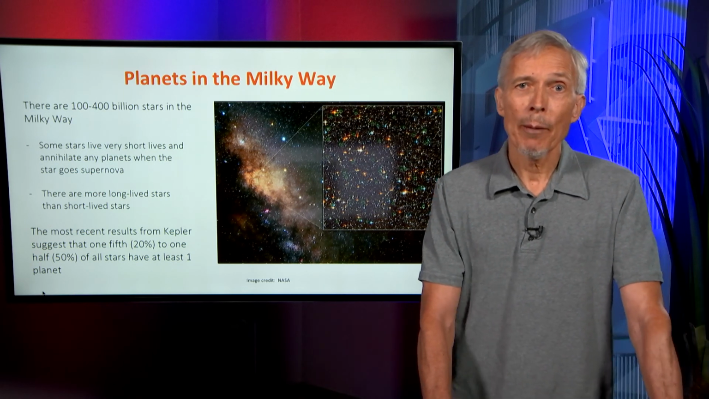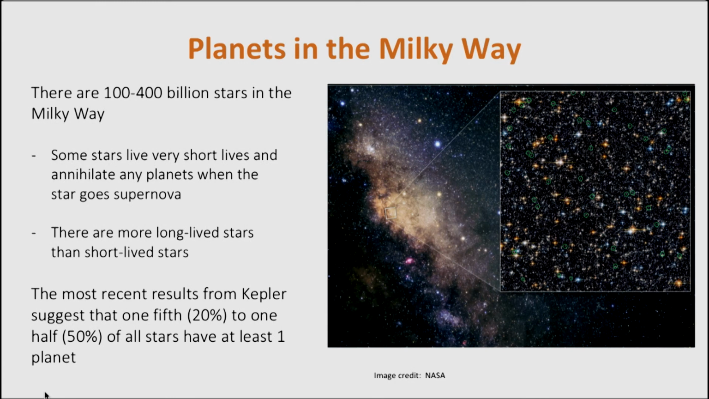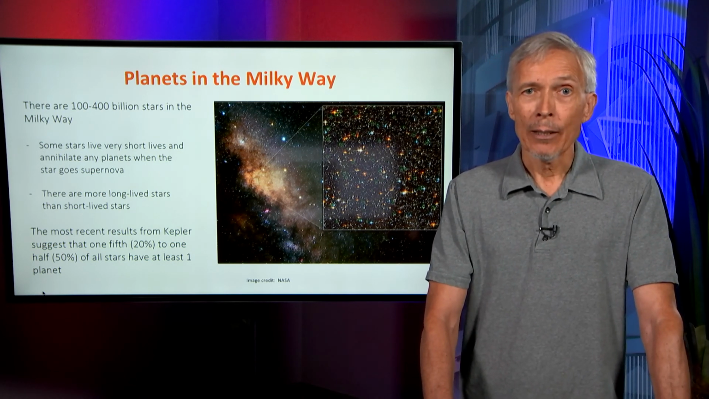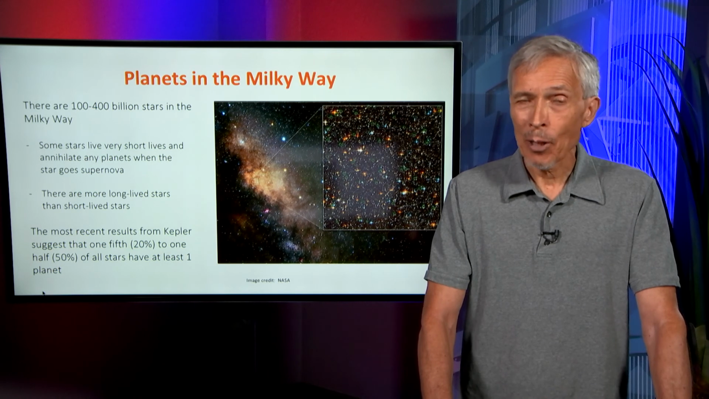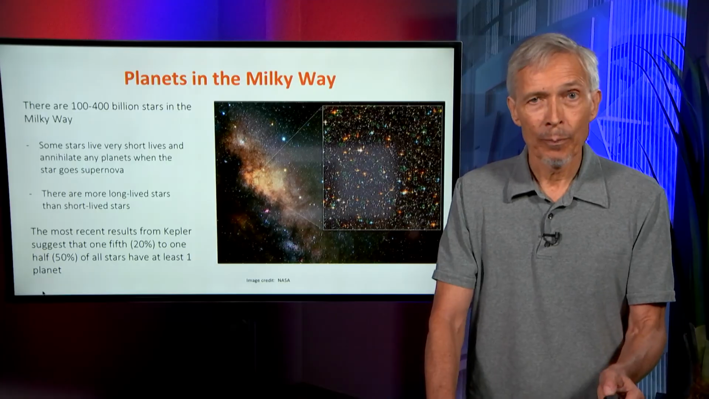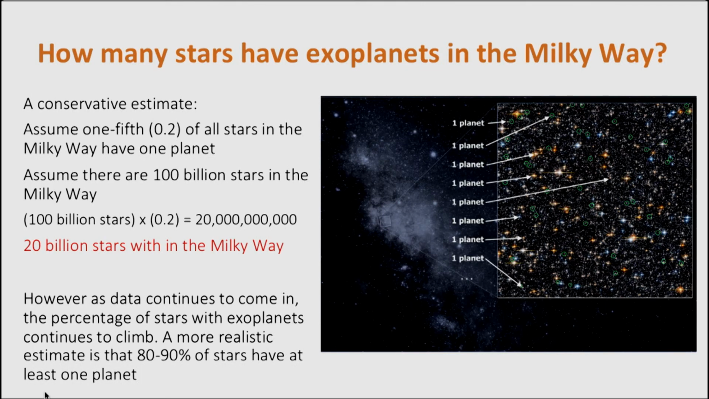But recent results from the Kepler spacecraft suggest that one-fifth to one-half of all stars have at least one planet. So the math is pretty simple. We're faced with the prospect of literally billions, perhaps 100 billion planets of all kinds, just in our one galaxy. If we take the conservative estimate of one-fifth of all stars in the Milky Way having one planet, and assume the conservative number, excluding the low-mass stars, of 100 billion stars in the Milky Way, the product is 20 billion stars with planets in the Milky Way galaxy.